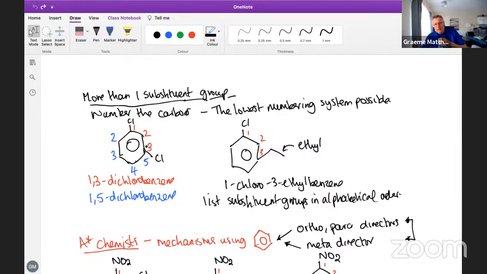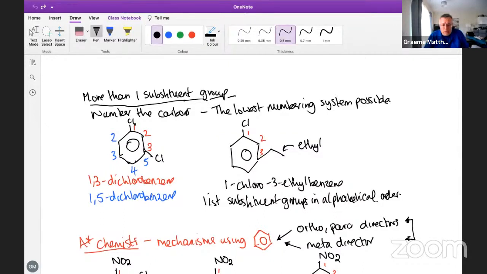Now, the next one is a little bit more tricky. Take a look. I've got a benzene ring, I've got a chlorine on it, and I've got an ethyl. Keep in mind, you see this funny looking little stick thing here. There's a carbon bond, and then these are the 2 carbons of the ethyl. So again, which one would I number as being number 1? Is it going to be the chlorine or the ethyl?